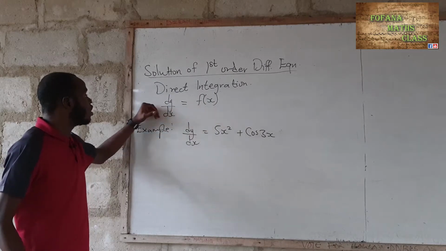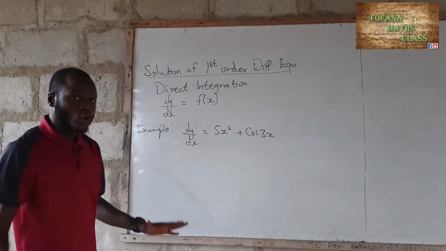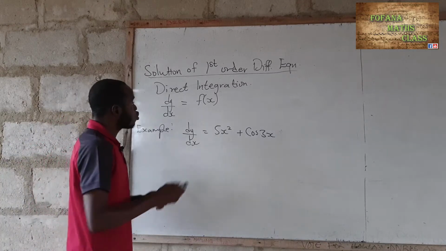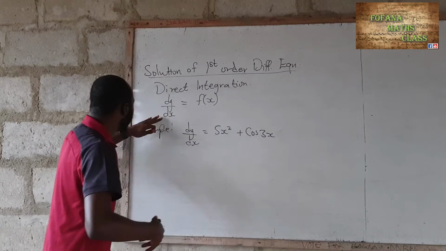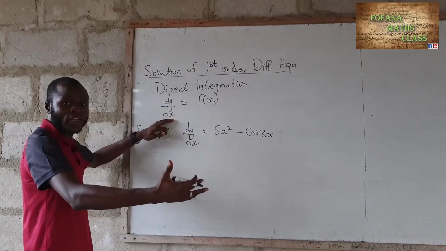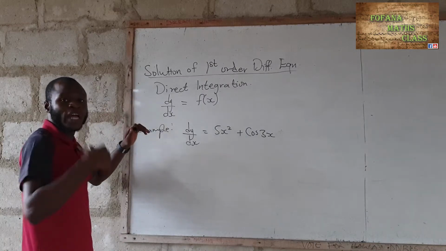When it is given to you in this way, all you need to do is to integrate it straightforwardly and then you will be done. What I mean is, all you need to do is to make sure that the independent variable is on one side and the dependent variable is on the other side of the equation. Then you directly integrate it.